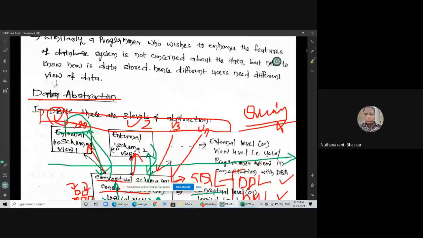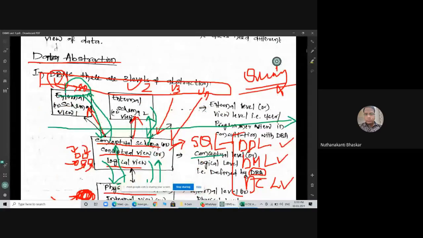Clear now? Levels of abstraction are clear. Data abstraction, or levels of abstraction, or view of data. Is it clear, everyone? Yes, sir. Is this clear, everyone? Yes, sir.